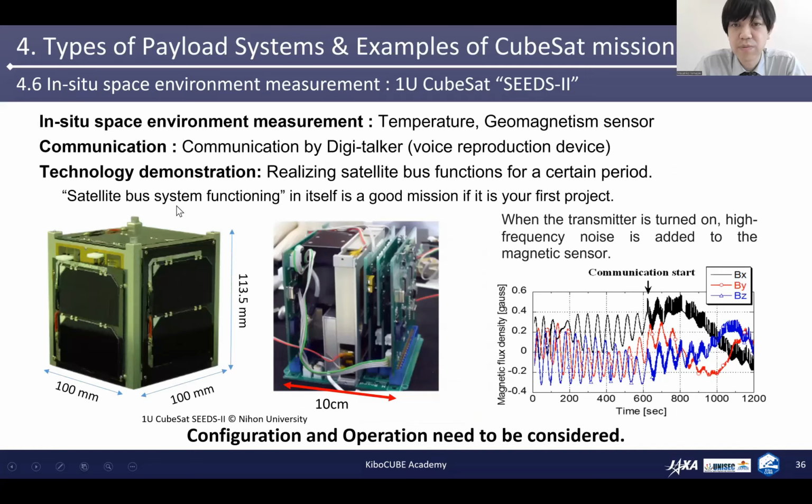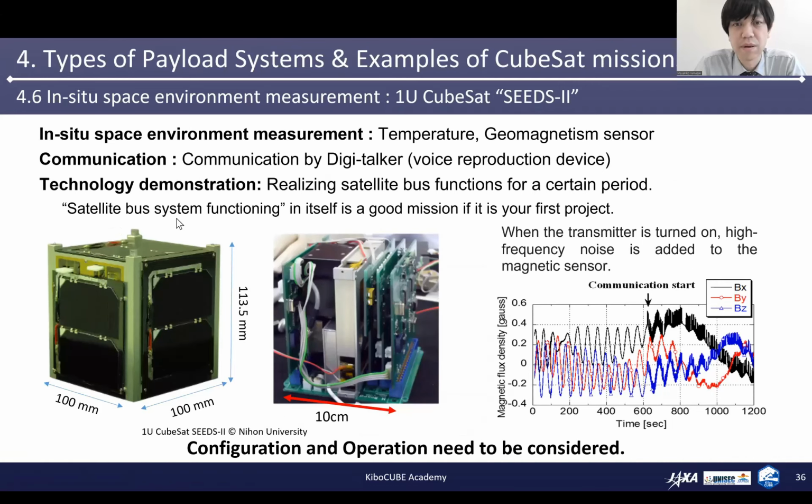This is 1U CubeSat Series 2. It was implemented with a temperature sensor, geomagnetic sensor, and digital camera. If there is a transmitter near the magnetic sensor, as in a CubeSat, when the transceiver is turned on, high-frequency noise is added to the magnetic sensor.